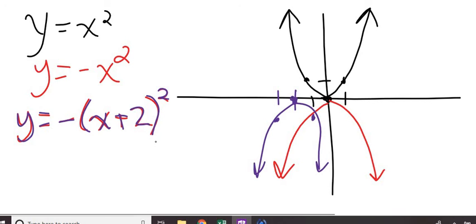Alright, so hopefully this explains transformations a little more in depth than what you've got in your course currently.